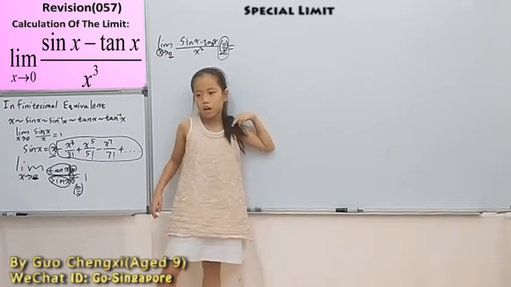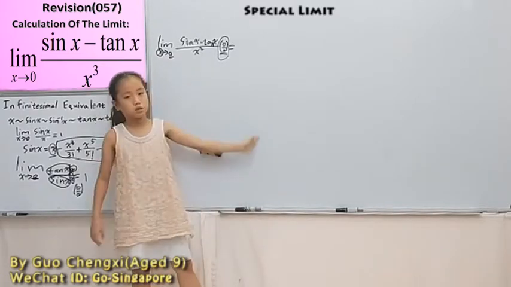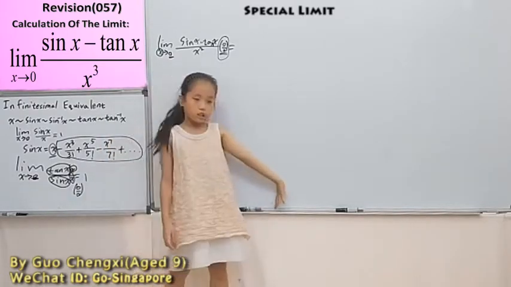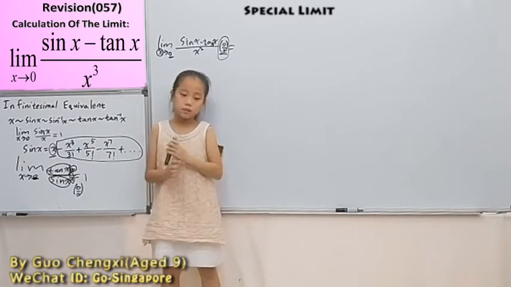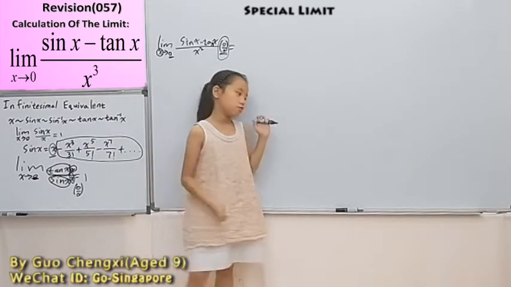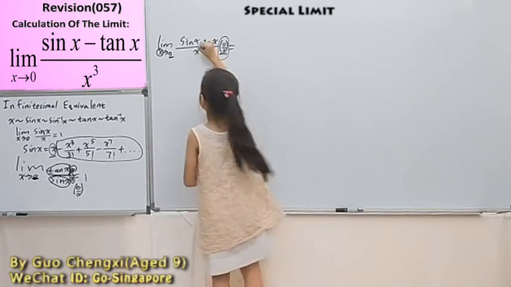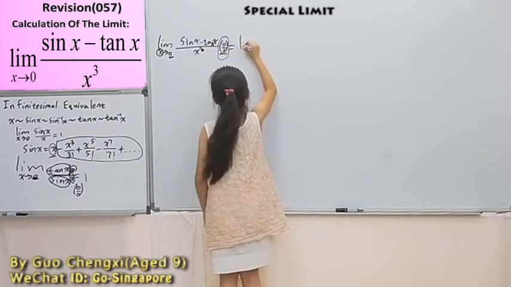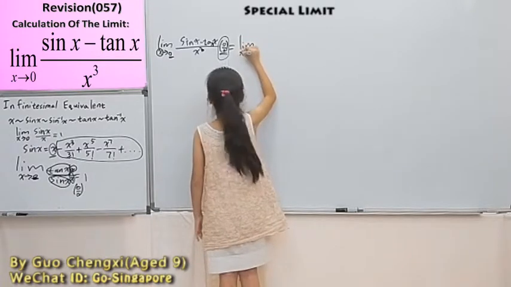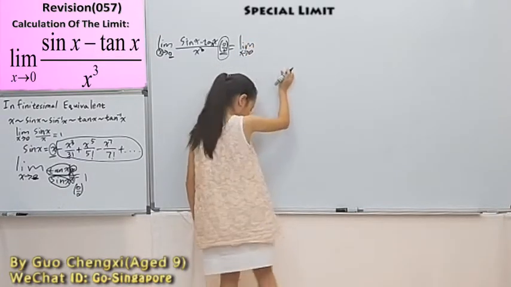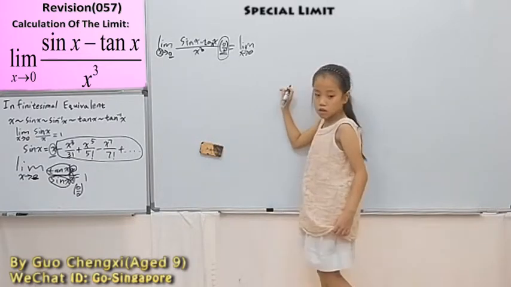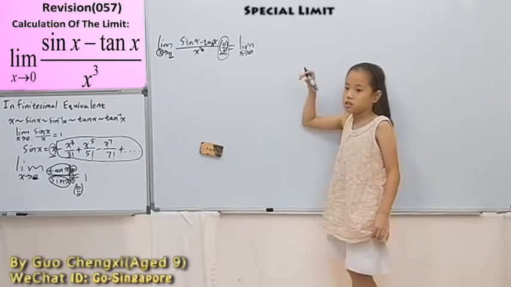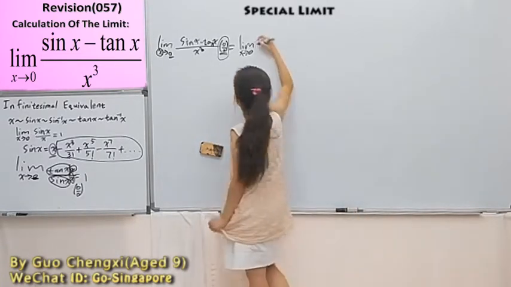So over here, last lesson we have solved this question. Okay. So for this lesson, something special. We just change the square to a cube. And limit x approaches to zero. So over here, let me show you what they look like.